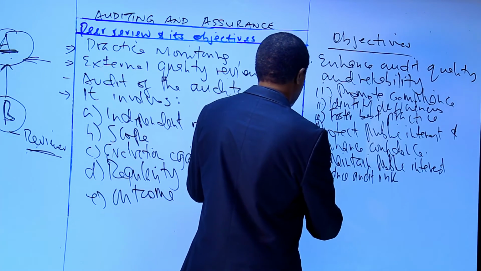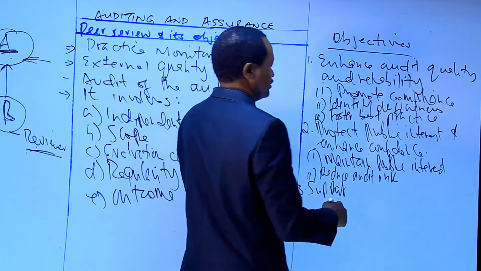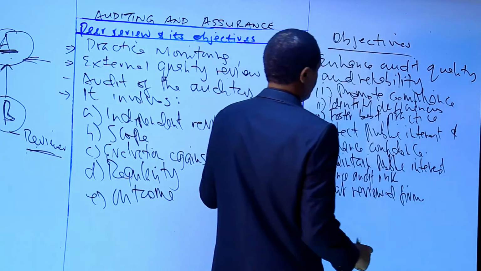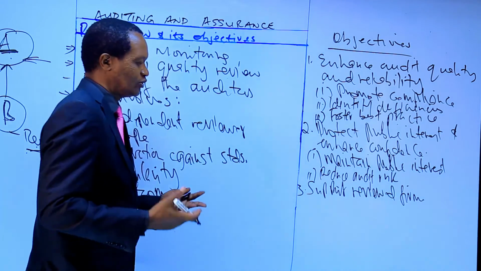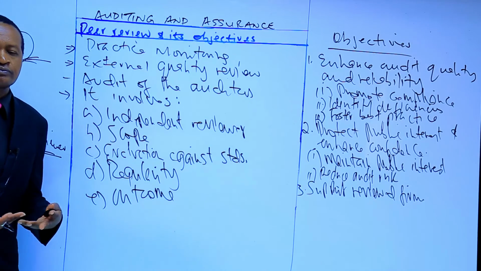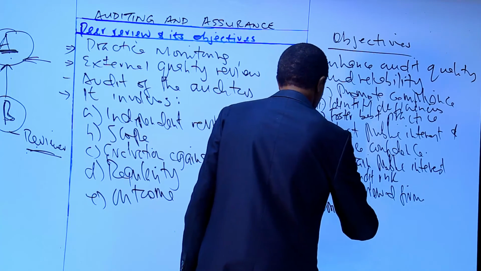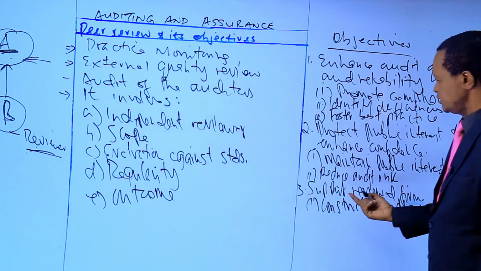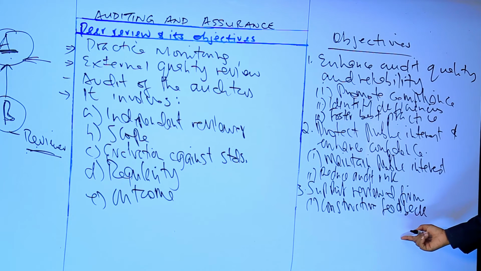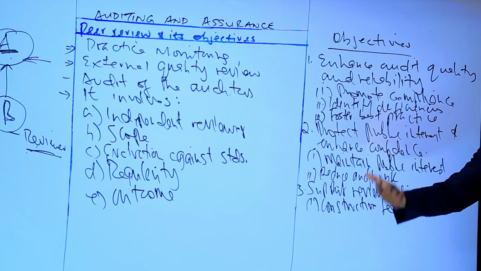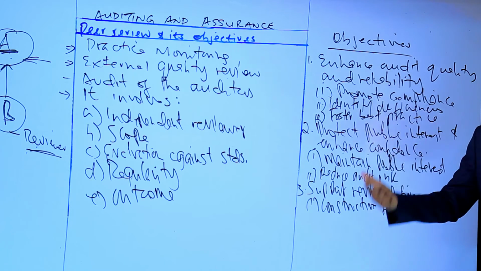Another point is to support the firm. The peer review can support the audit firm that is being reviewed through constructive feedback. It is to provide constructive feedback and recommendations to the reviewed firm, thereby helping them to improve their quality control systems, methodologies, and overall engagement performance. That is often viewed as an educational process, not just a disciplinary one.